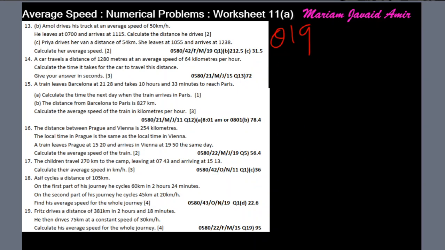Question number 19. Fritz drives a distance of 381 kilometers in 2 hours 18 minutes. He then drives 75 kilometers at a constant speed of 30 kilometers per hour. Calculate his average speed for the whole journey. So it's pretty much like the previous question. I won't be doing it. You attempt it on your own. It's exactly like question 18. If you have any problem, just leave me a text.